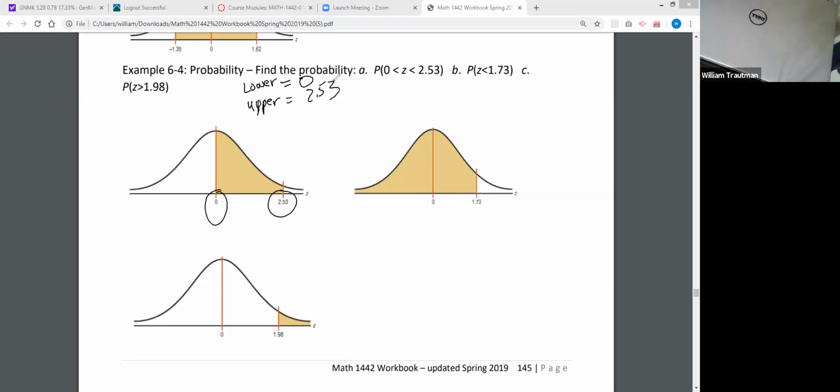Second vars, number 2, lower is 0, upper is 2.53, and my answer for this one is 0.4943, rounded to 4 decimal places.